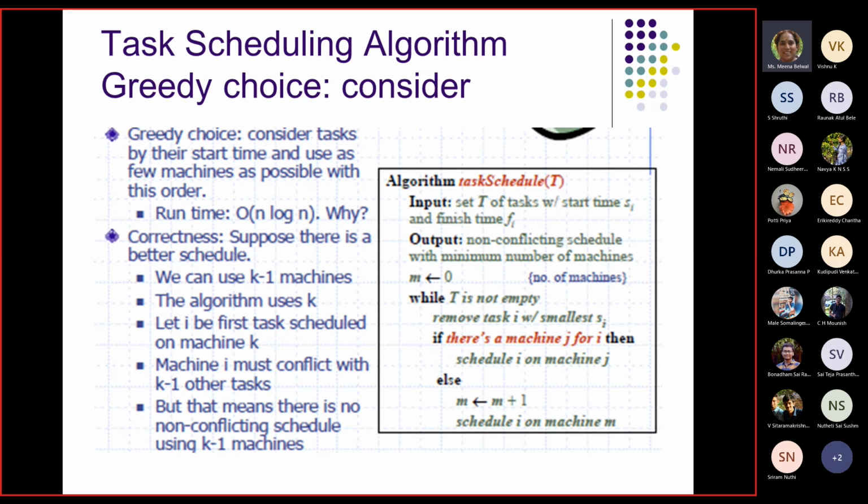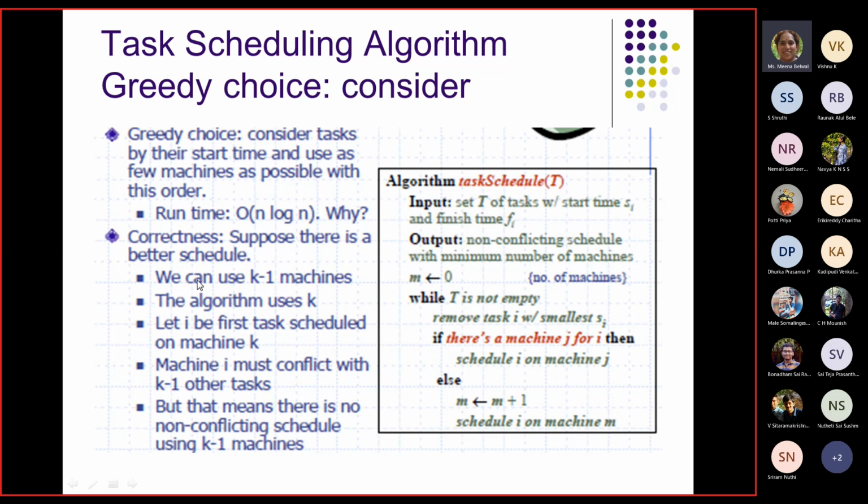Okay, and then the correctness is proved by contradiction. You assume that you have a better schedule. Right now you have a schedule with k machines, but you assume, by contradiction, that we could use k minus 1 machines, and then you will prove by contradiction that it won't be possible with k minus 1 machines.